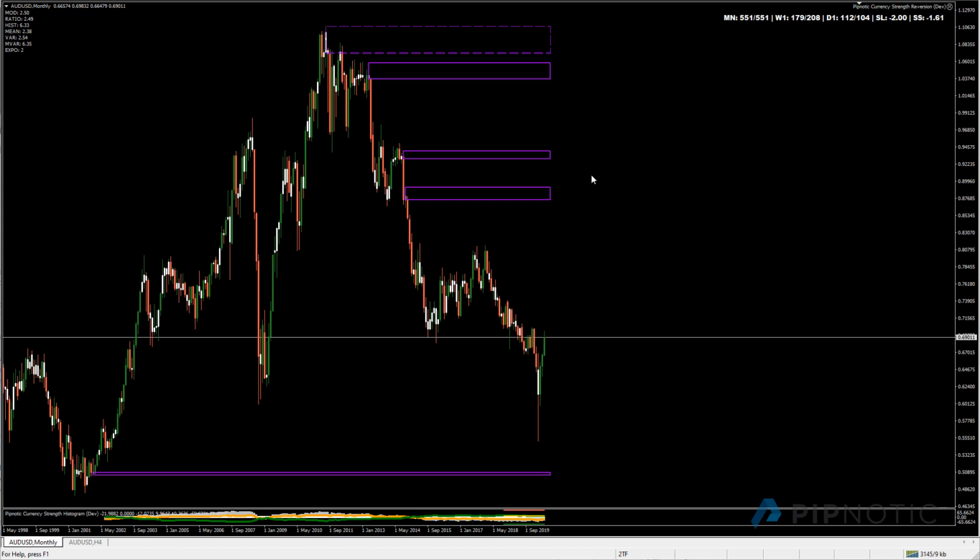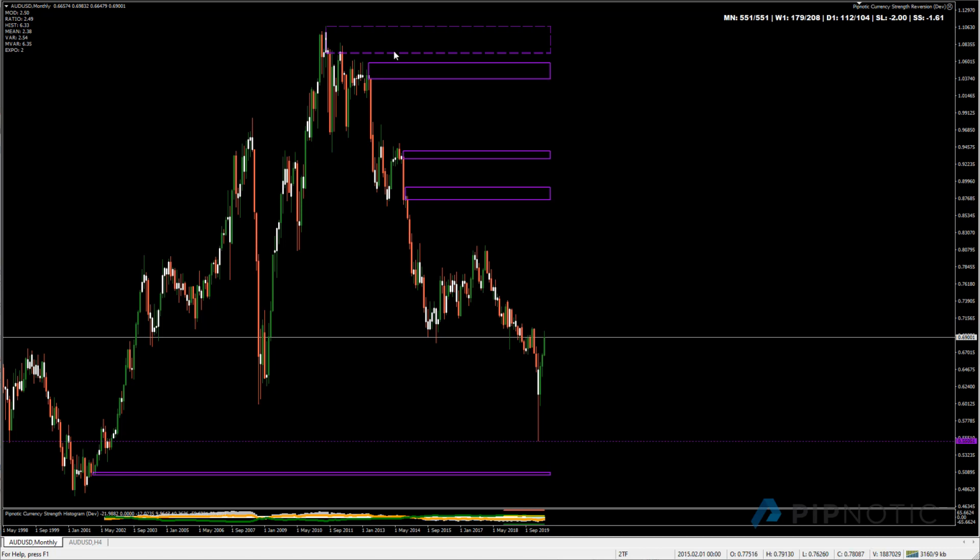And if we look at this chart, the monthly chart, you can see that price has had a massive rejection down here. So that would lead me to believe that we have bullish flows currently. So we have money moving into the Australian dollar and out of the American dollar. And if we have a look at where this shift in momentum occurred, it happened here.